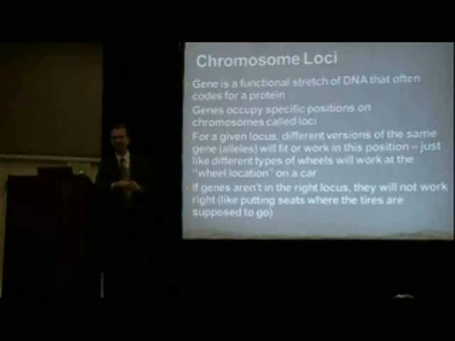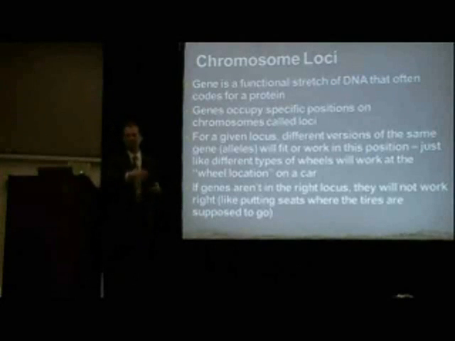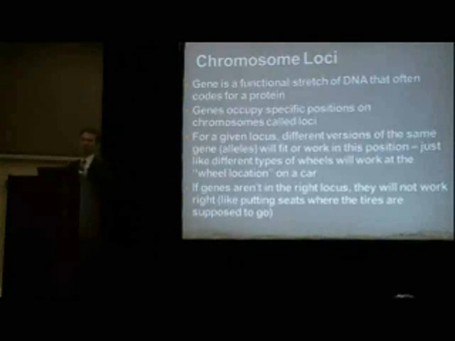Those are the alleles. And also, can you take the wheel and put it in place of the motor and have the car still work? No, the wheel has to go in the wheel spot on the car. Makes sense? For the car to still work. Same thing with Mendelian variation. You have all these different allele options in the gene pool, but the alleles must go in the right spot for them to work properly. Make sense?